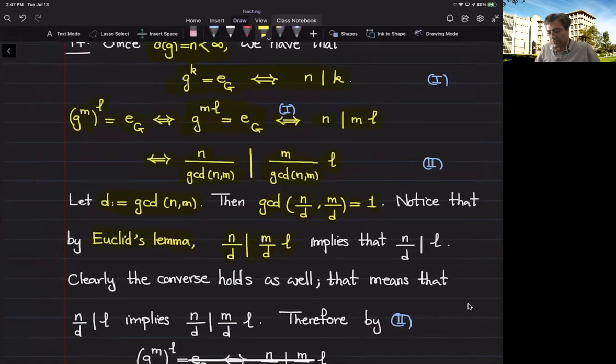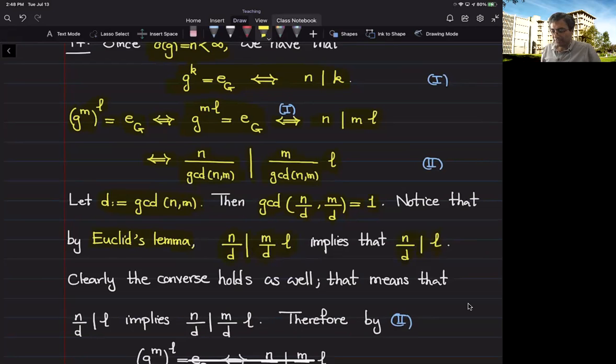Euclid has told us that if an element divides the product of two elements, and this element has nothing in common with one of the factors, then that factor is redundant. I can just drop it. GCD of n over d and m over d is 1. They have no common factor. So whenever n over d divides this product, n over d divides L.